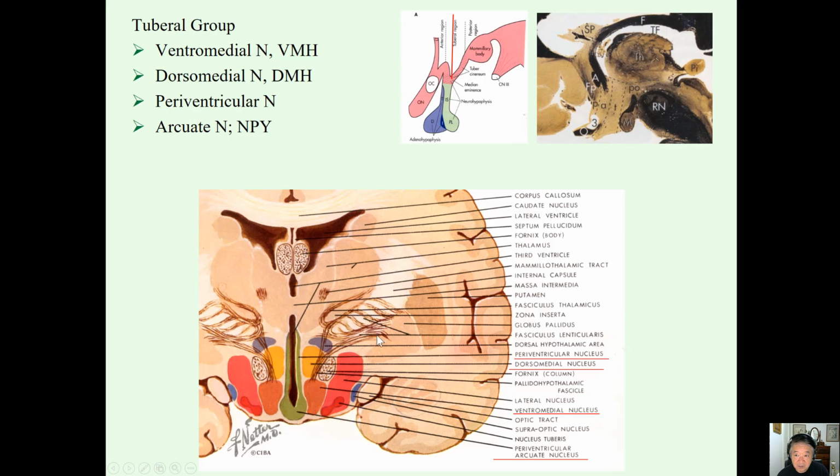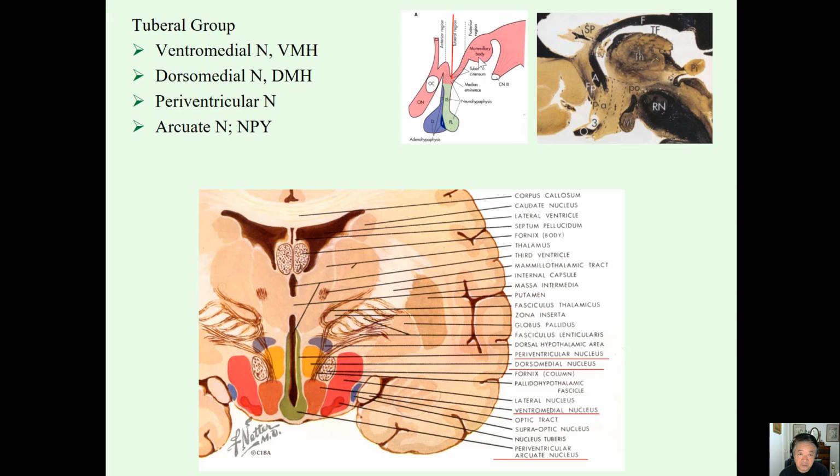Now at the very back, you also have the mammillary region. Here is your mammillary body. This is in the posterior region. This is the fourth region. So this is the anatomy of your hypothalamus.